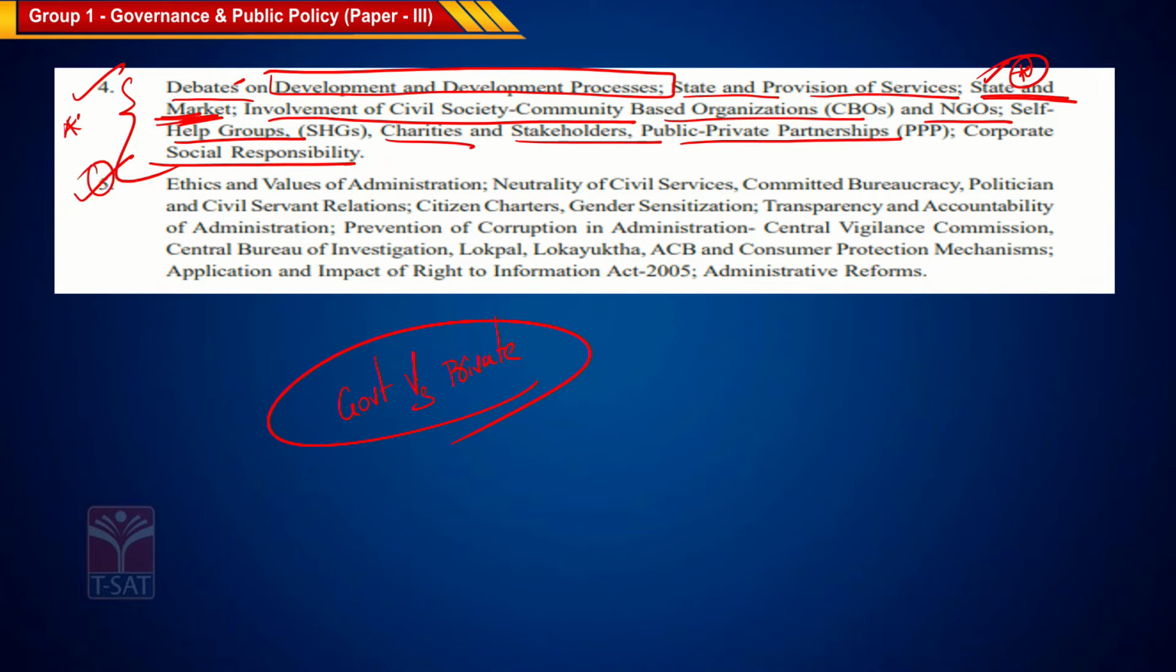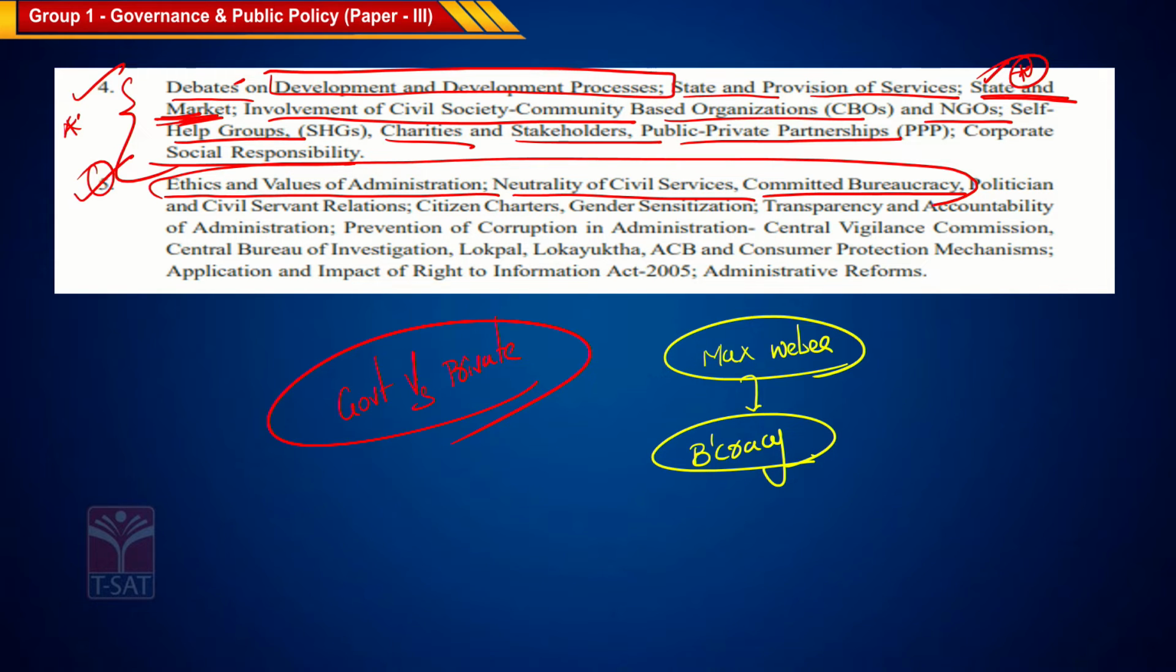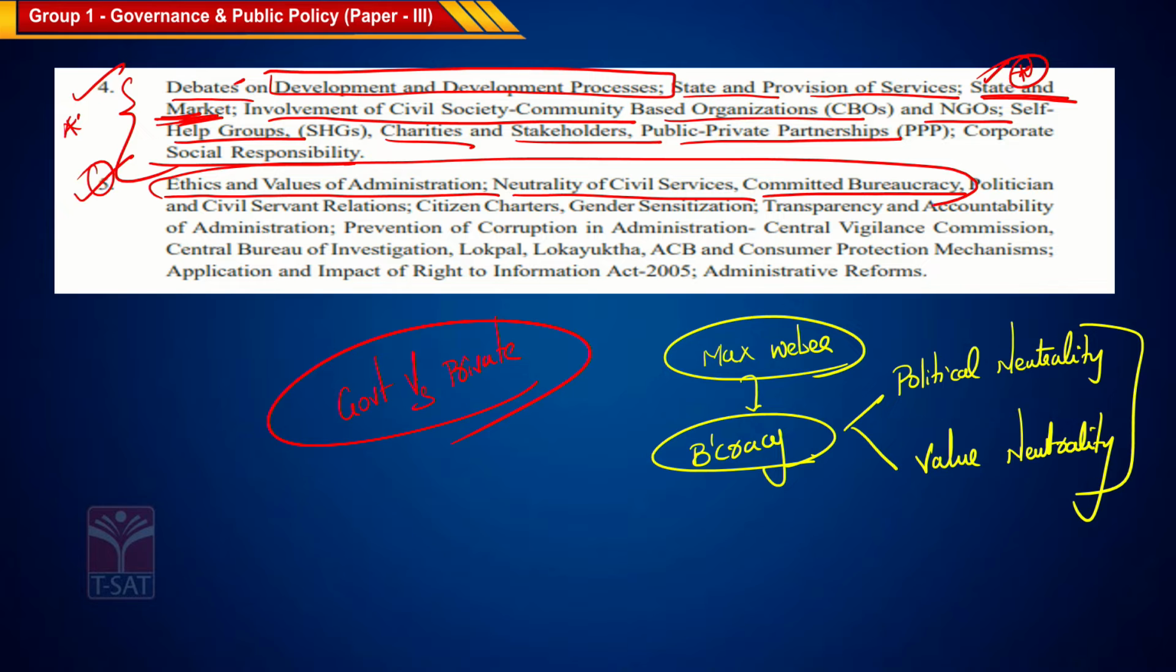Now, we have this fifth chapter, which is very, very important, is your ethics and values in administration. Neutrality of civil servant. See, committed bureaucracy, very important for the exam. Ethics and values in the administration. Neutrality of civil servant. See, there is a political thinker by name Max Weber. Max Weber gave the theory on bureaucracy, where it talks about the features of bureaucracy, out of which he says bureaucracy should be neutral in two ways. The first one is political neutrality, and the second one is value neutrality. So, both are very, very important. So, we need to look in that perspective as well.